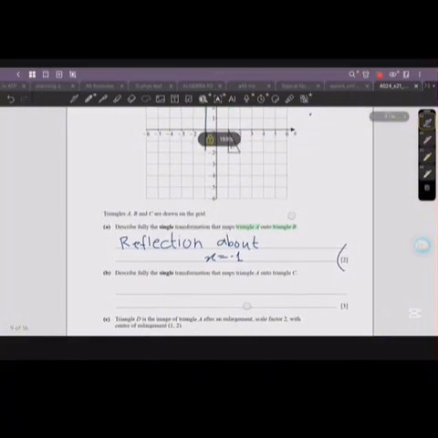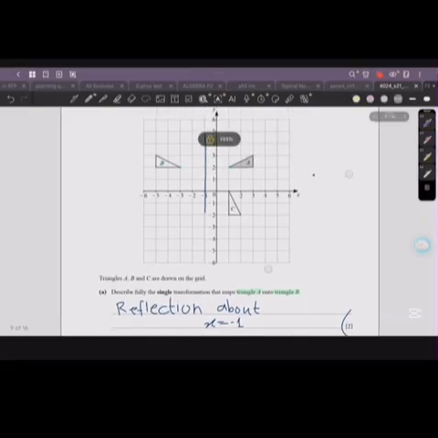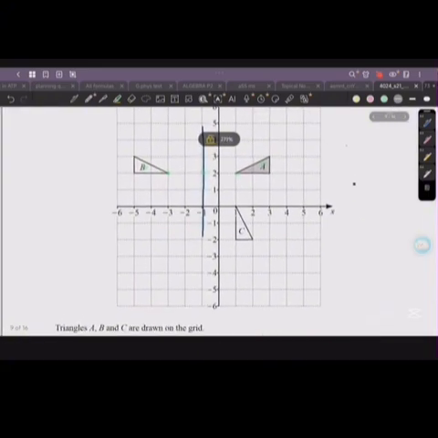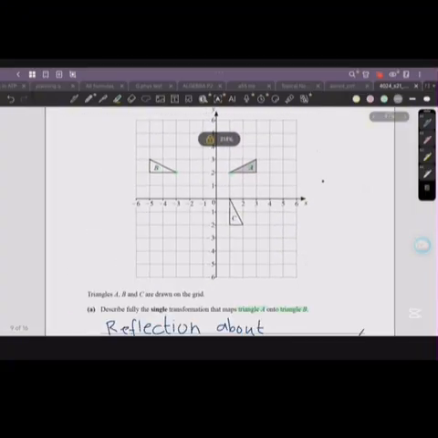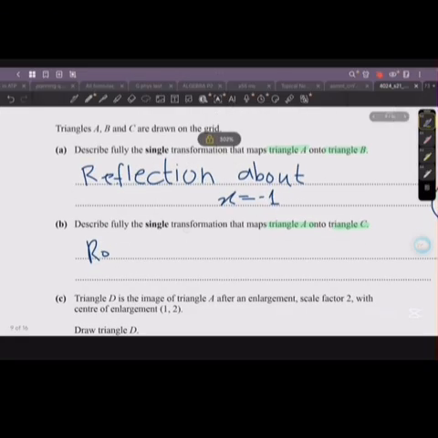The next question says, describe fully the single transformation that maps triangle A onto the triangle C. We can see over here that triangle A has changed its side to the triangle C, so it's obvious that it is being rotated. So we can first of all write rotation over here because we are sure that it's rotation. So we have secured our 1 mark by writing rotation.